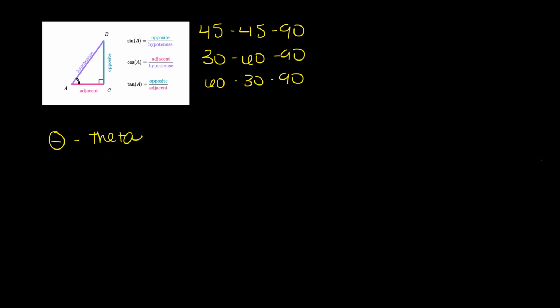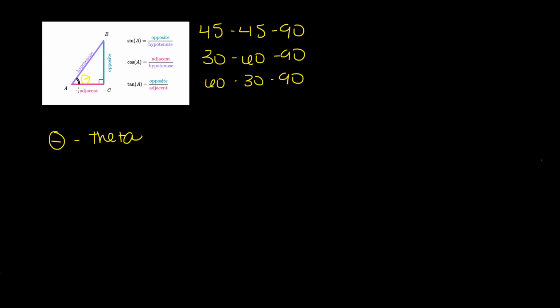Theta is used to describe angles in degrees. So the angle with the measure theta. In this case, we have our triangle, our special right triangle. Don't really know what the angle is quite yet, but we have theta.